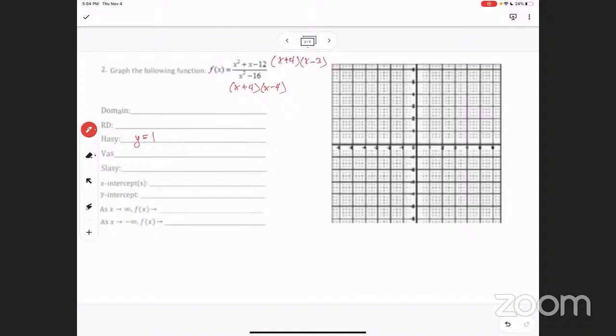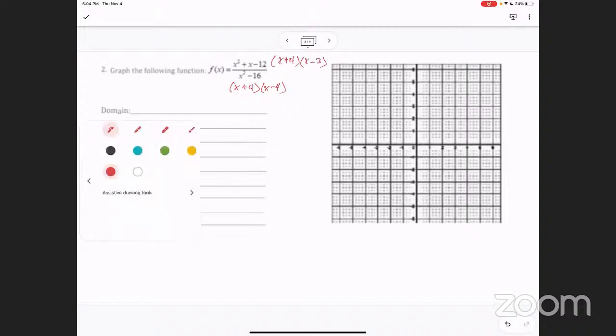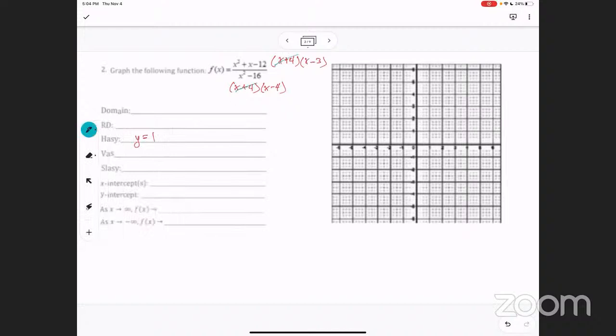So we are going to have a removable discontinuity, because what cancels? X plus 4. So your removable discontinuity is going to be -4, comma, whatever you get when you plug that into your new equation, X minus 3 over X minus 4. That's your new equation. So plug in -4 into that, you get -7 over -8, which is 7/8. So there's your hole: -4, 7/8.